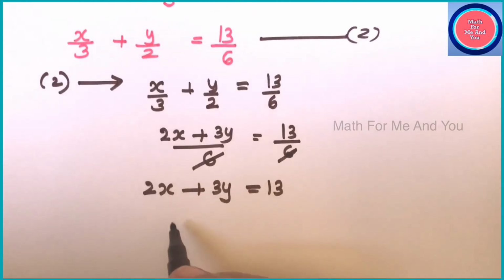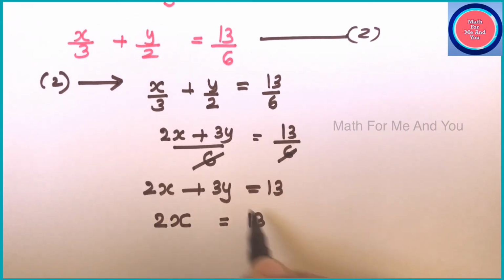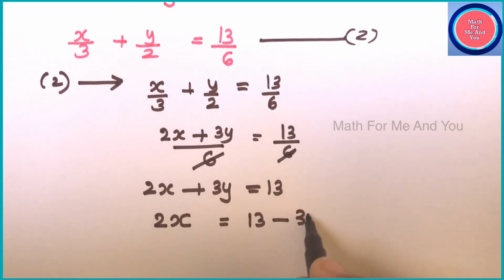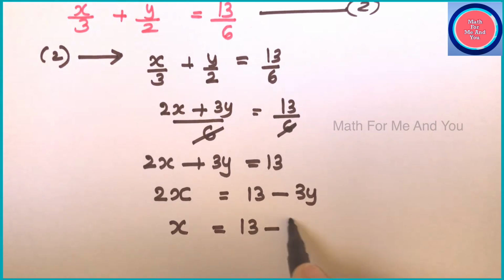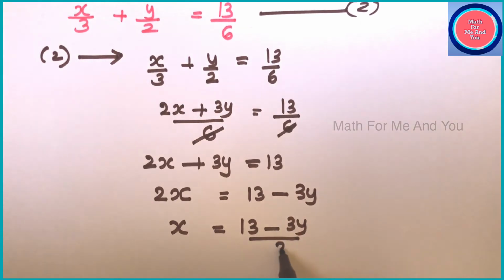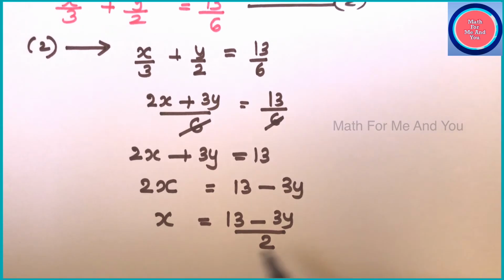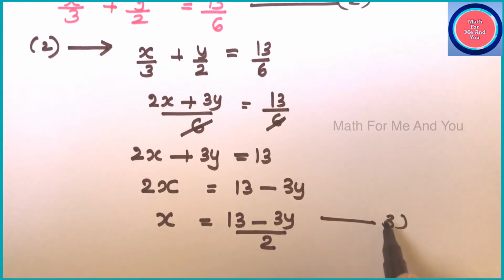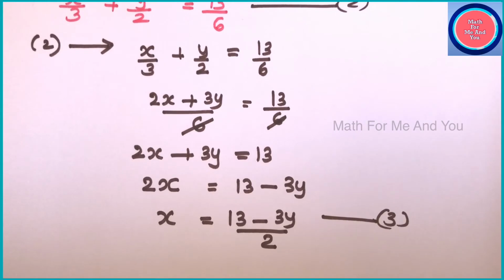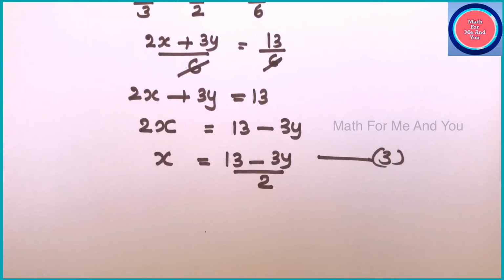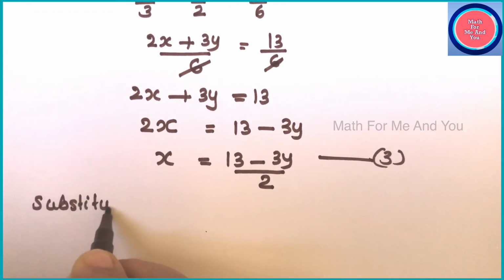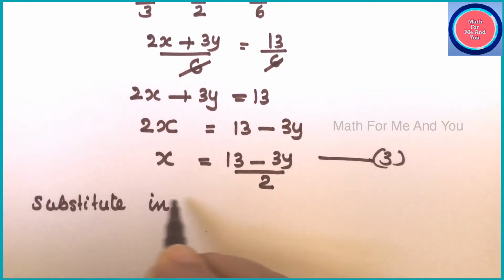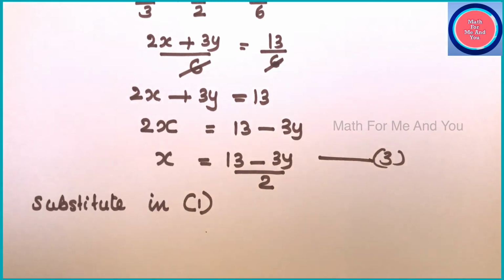From this equation we can find the value of x in terms of y. Move 3y to the other side: 13 minus 3y is 2x. How to get x? Divide by 2. x equals 13 minus 3y all divided by 2. So this we can call equation number 3. We selected equation 2, arranged it, and found the value of x in terms of y. This equation we can substitute in the other equation. We have selected 2, so we substitute in equation number 1.